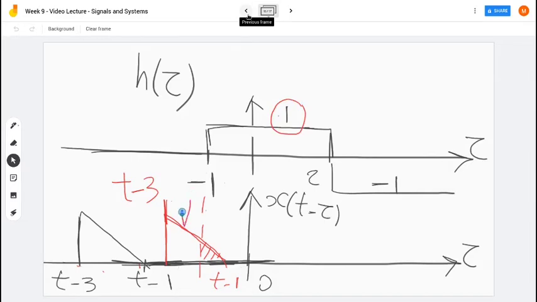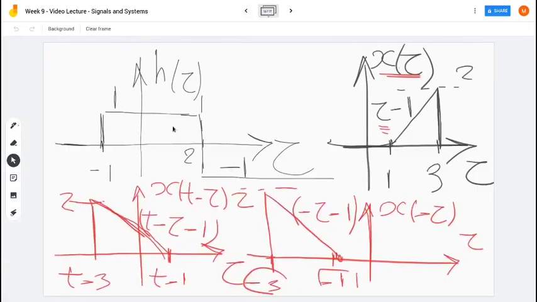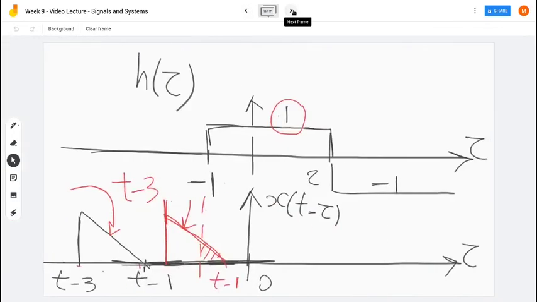And if you remember, the equation of this straight line was t minus tau minus 1. So the equation over here is t minus tau minus 1. So we'll be multiplying 1 times t minus tau minus 1, and we'll be doing the integration from this starting point minus 1 up to t minus 1.